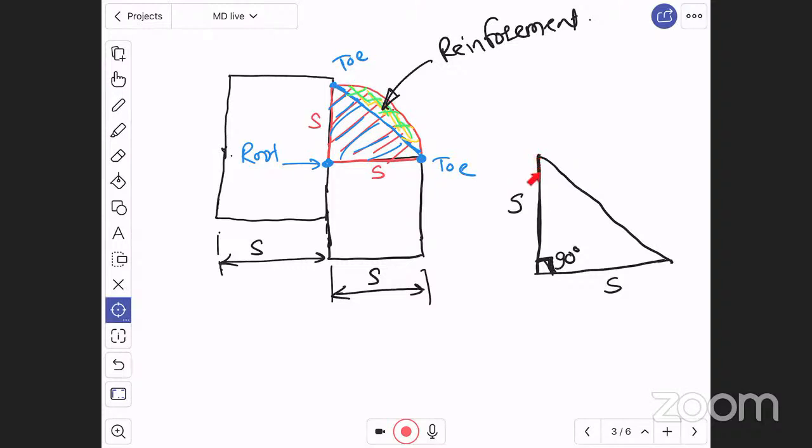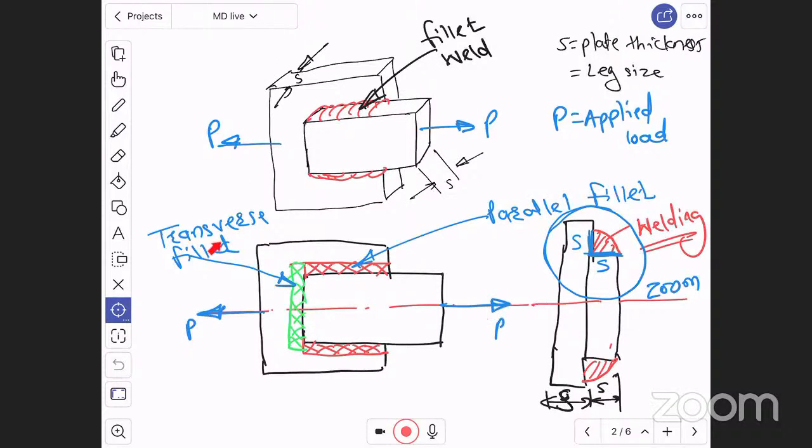Because the two sides are the same, these two angles must be the same. Therefore, this angle will be 45 degrees, and this angle will be 45 degrees. Definitely we can say these angles will be the same because it is an isosceles triangle. Now, because of the loads, if it is a transverse fillet weld, then it is a transverse load; if it is a parallel fillet weld, it is a parallel load. Because of this load P, the weld is going to fail.